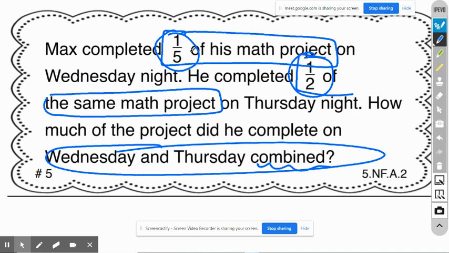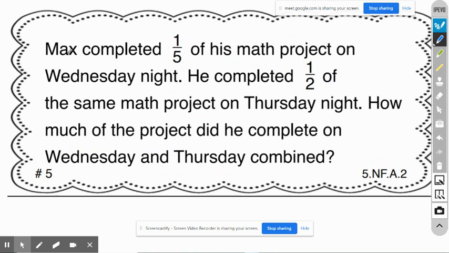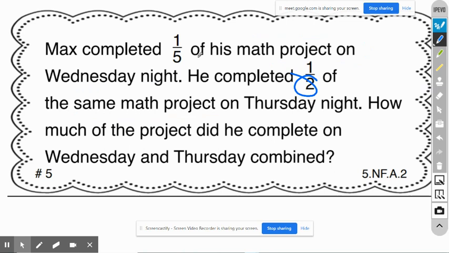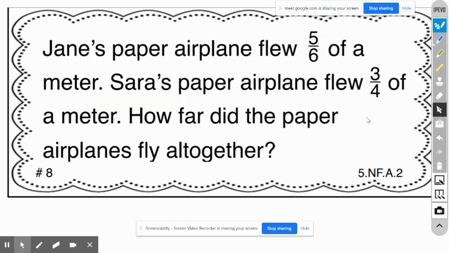Combined, and he says he did 1/5 of the math project one day and 1/2 of the same project the next day. So, or you can, like I said, if you read without the numbers, he completed some of his math project on Wednesday and some of his math project on Thursday. How much did he complete together? Well, it's the same thing. Add those 2 days. You have to find a common denominator between 2 and 5. Okay? Gabriel.